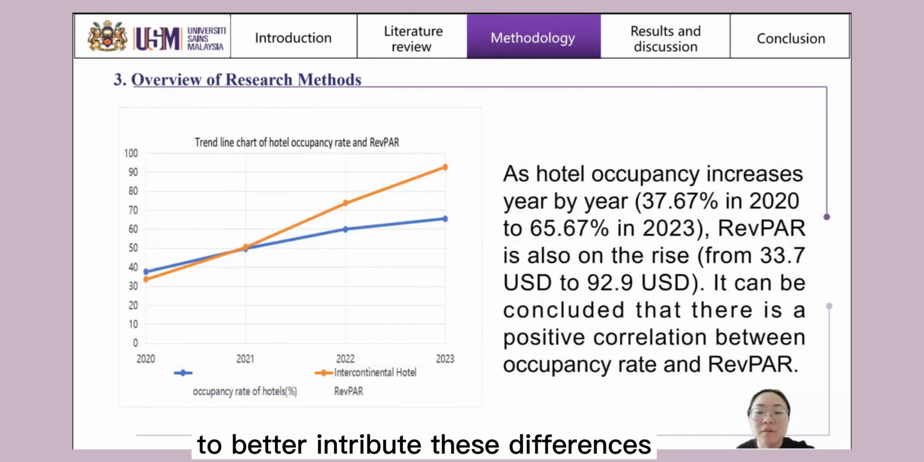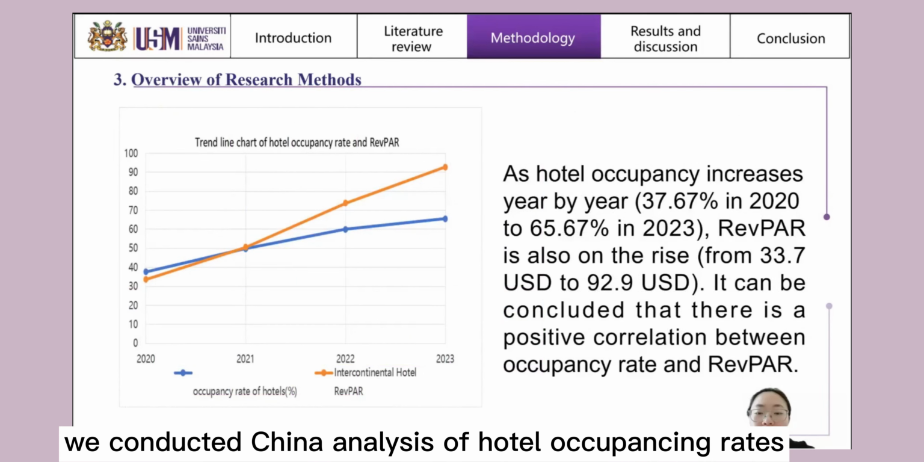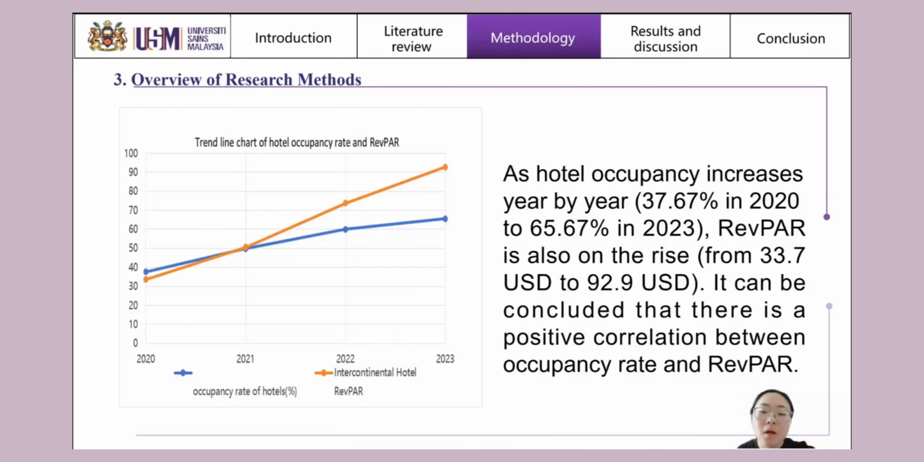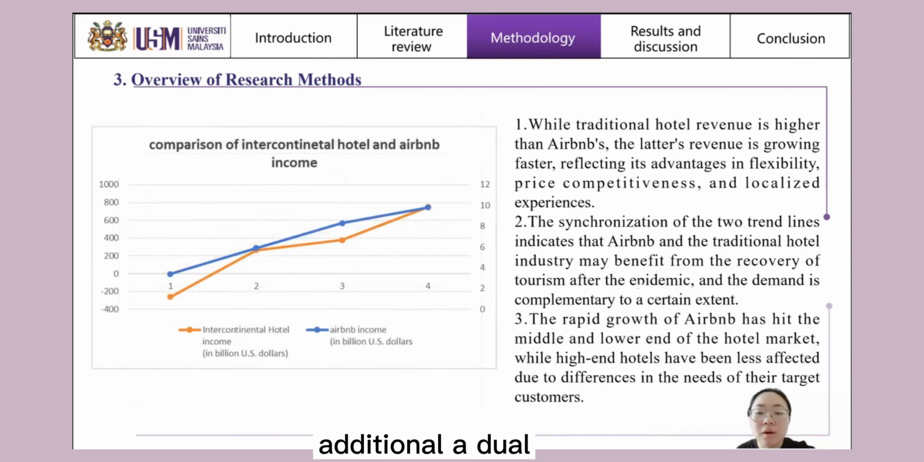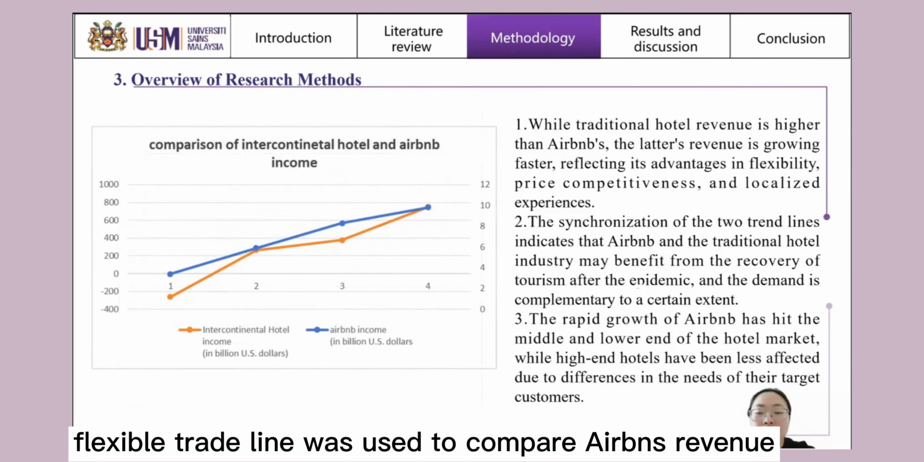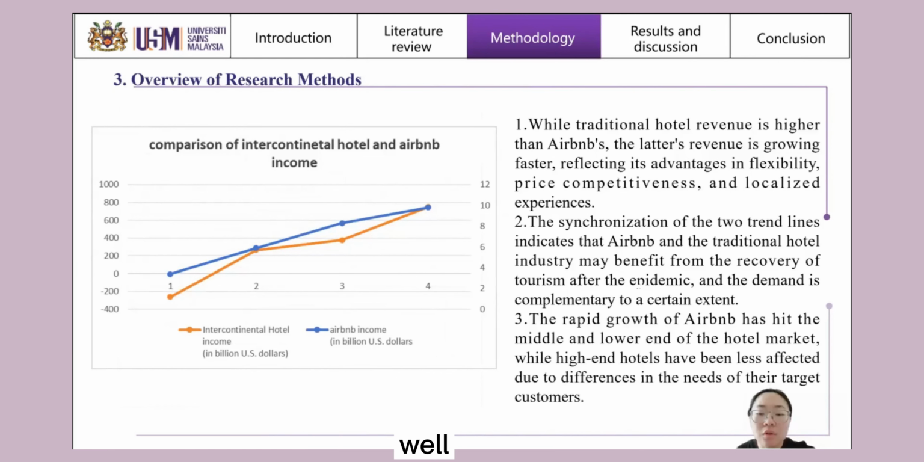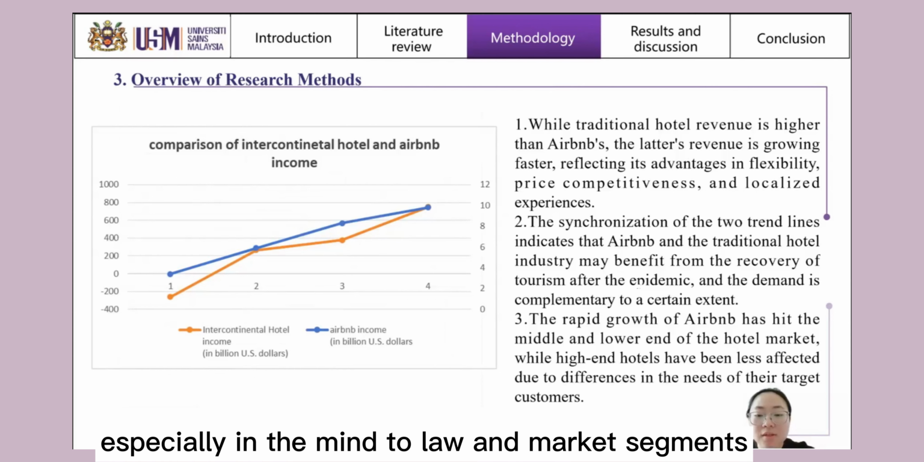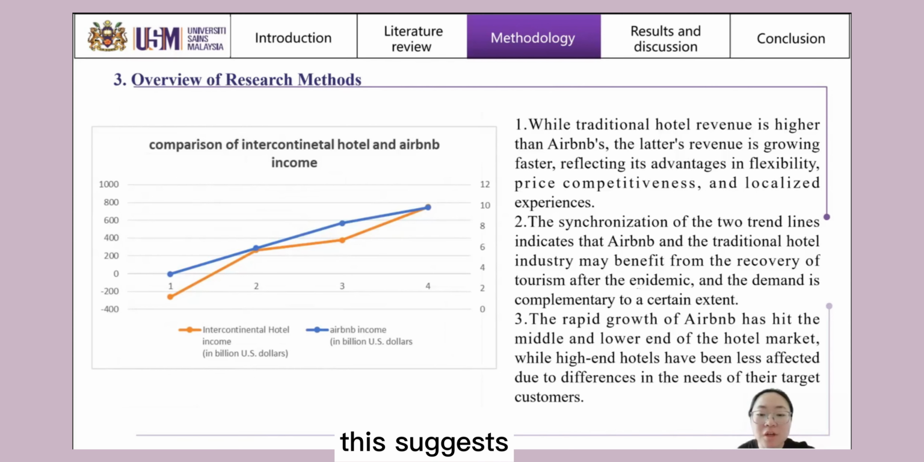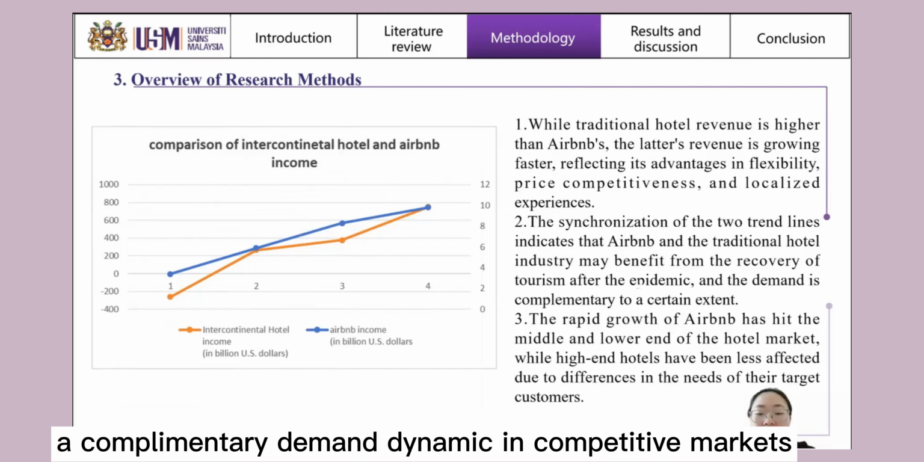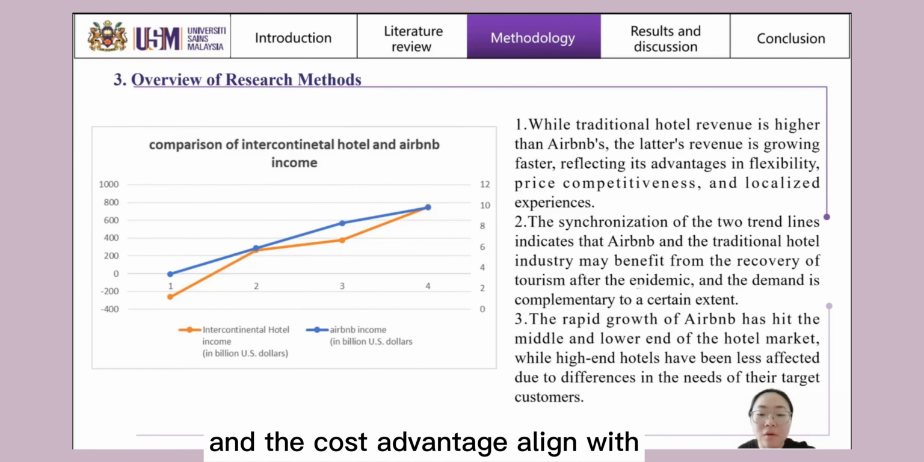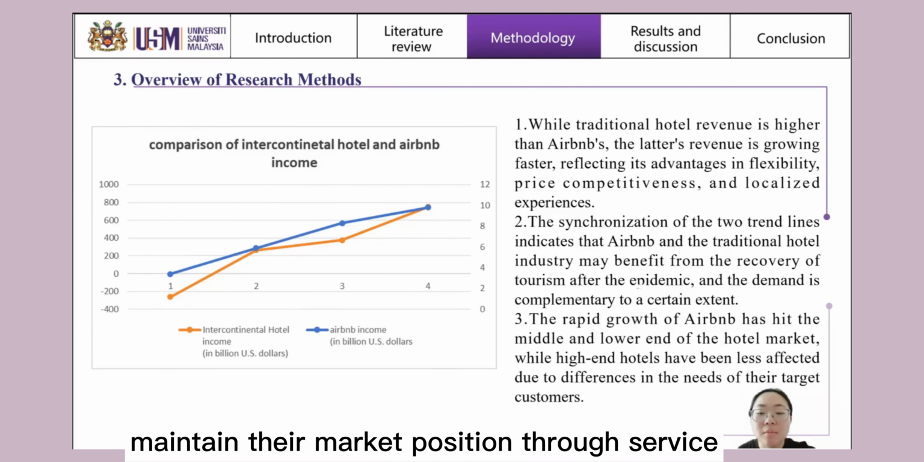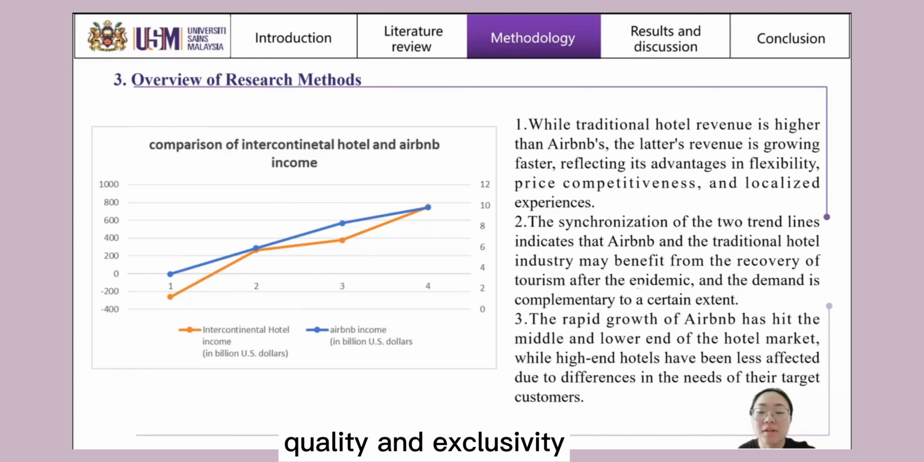To better illustrate these differences, we conducted a trendline analysis of hotel occupancy rates and revenue per available room. A positive correlation was observed between these two variables. Additionally, a dual trendline was used to compare Airbnb's revenue growth against traditional hotel revenue. While traditional hotels generate high absolute revenues, Airbnb's growth rate is significantly faster, especially in the mid to low-end market segments. This suggests a complementary demand dynamic in competitive markets, where Airbnb's flexibility and cost advantage align with consumer preference, while high-end hotels maintain their market position through service quality and exclusivity.